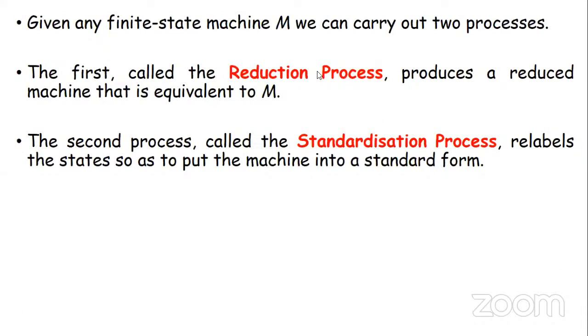All right, so moving forward. Given any finite state machine, M, we can carry out two processes on it. Those are the processes that we could use on that machine to make it equivalent, or that can make it do the work of the other finite state automaton. The first process is called the reduction process, which produces a reduced machine that is equivalent to M. The second process, called the standardization process, relabels the states so as to put the machine in a standard form.